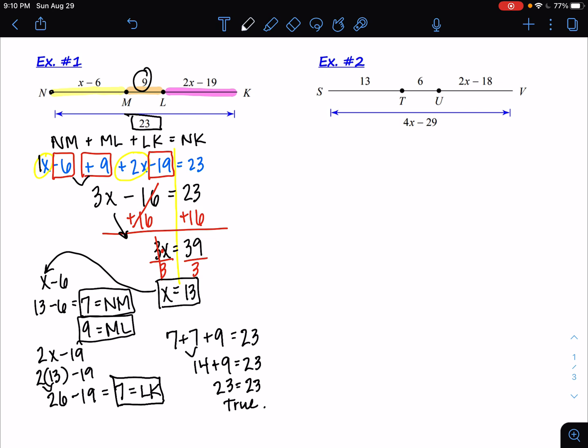Go ahead and pause the video and try example 2 on your own in your notebook.